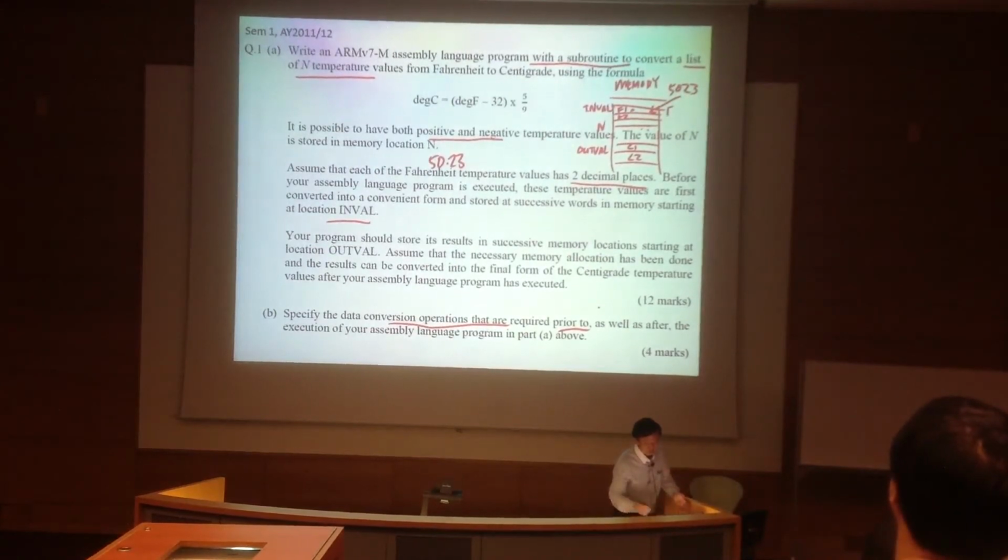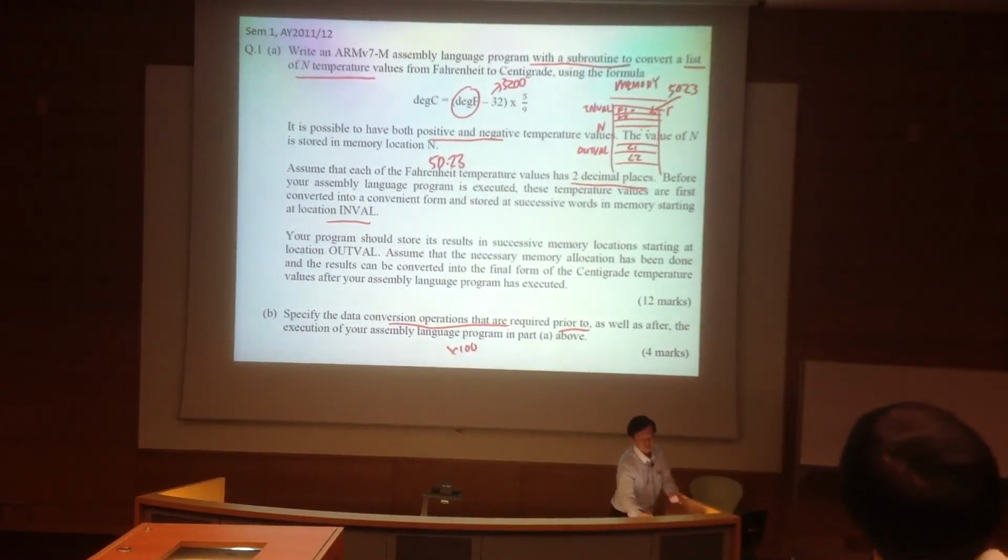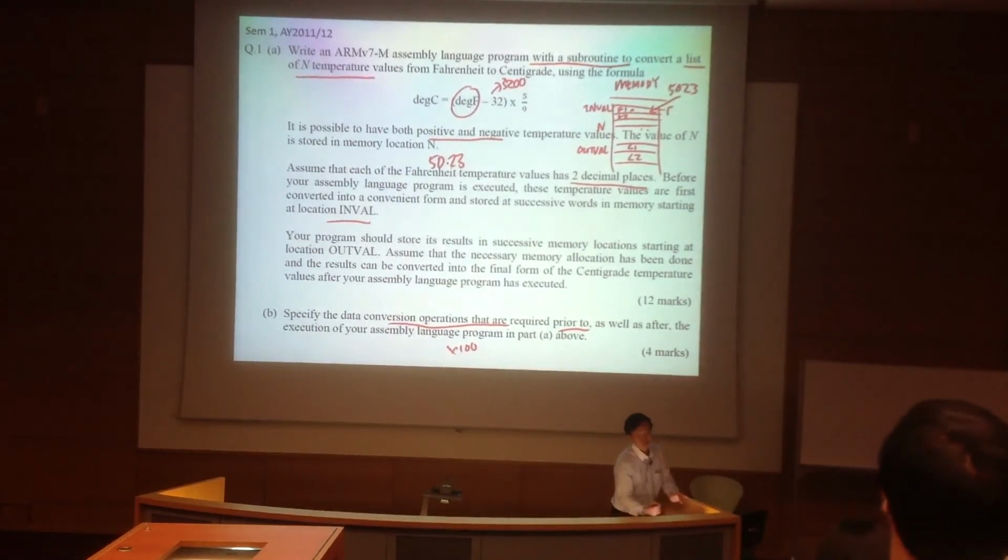So the part B asks you what do you do. So this one is like you multiply by 100, right? Now if you multiply by 100, you cannot just minus 32. It doesn't make sense. You must minus similarly scaled value. So this one later you must convert it to 3200. So it's going to be 5023 minus 3200. This times 5 over 9, no problem, because no need to do anything. This cancels off.